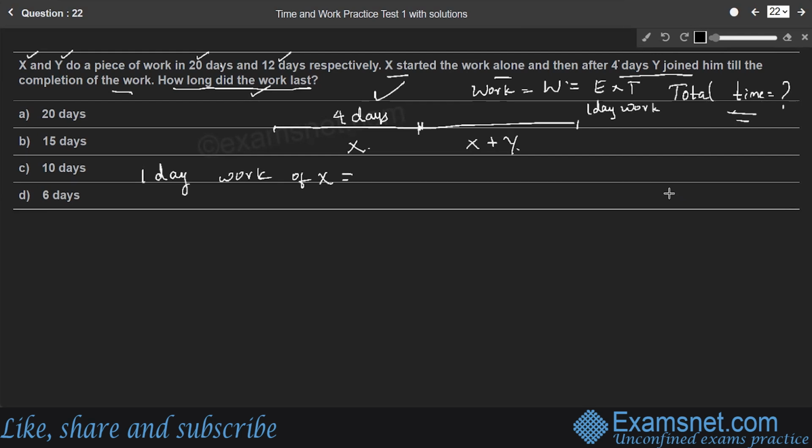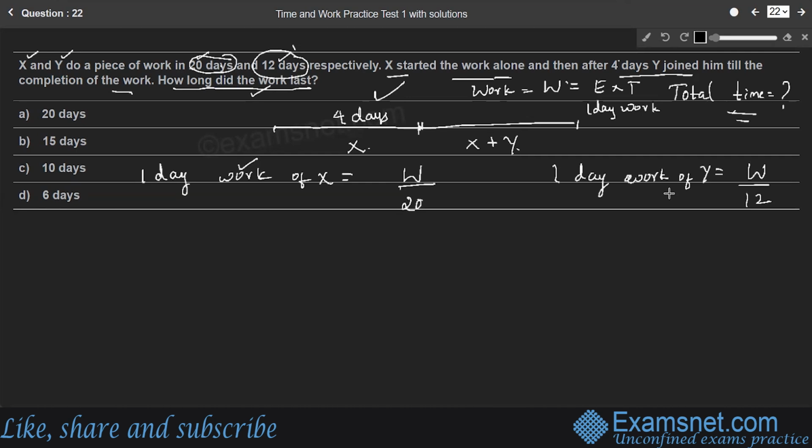So one day work of X is, if W is the total work, total work by time taken by that particular person. X takes 20 days to complete the work. Therefore, one day work of X is W by 20. Whereas one day work of Y becomes W by 12. Y takes 12 days to complete the work. Therefore, Y's one day work becomes W by 12.